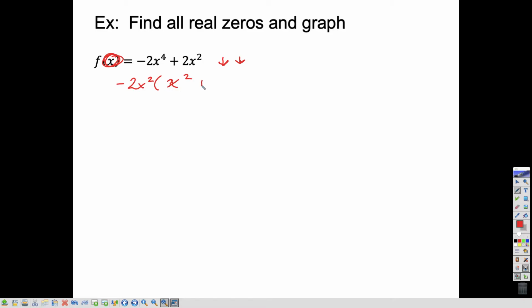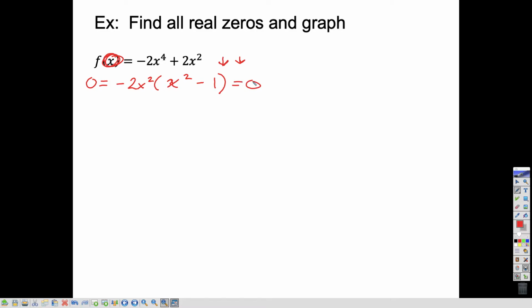Oh, minus 1. Why is it minus, not plus? I factored out a negative. Okay, now what do I do to these? They're still equal to 0, so I set them both equal to 0, don't I?